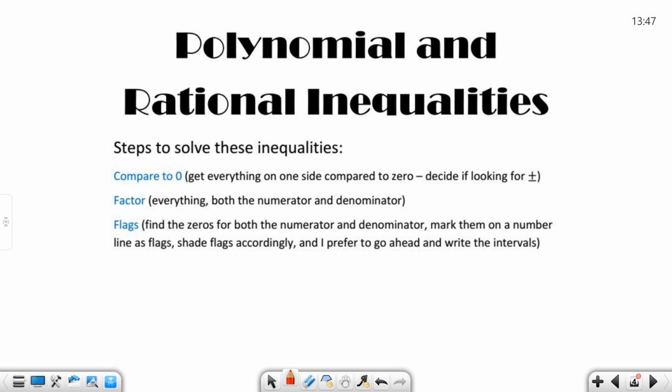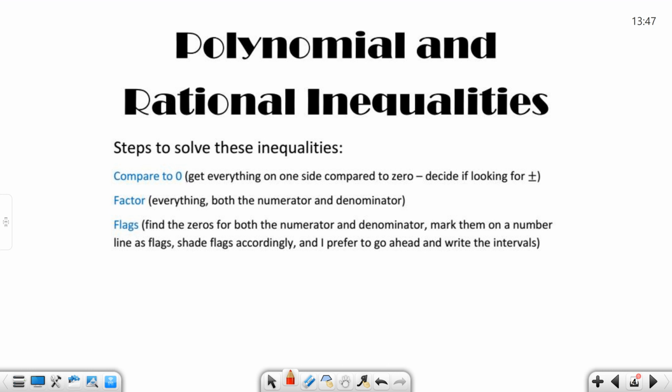So if I can equal a flag, I'll shade it in, sort of like a closed-in circle on a graph that you learned back in the day. And you know how you had to open and close. If you had an open circle, you didn't shade it or include it. So the same thing here, if I have just a less than or just a greater than, or if I'm in the denominator, because the denominator can never equal zero.